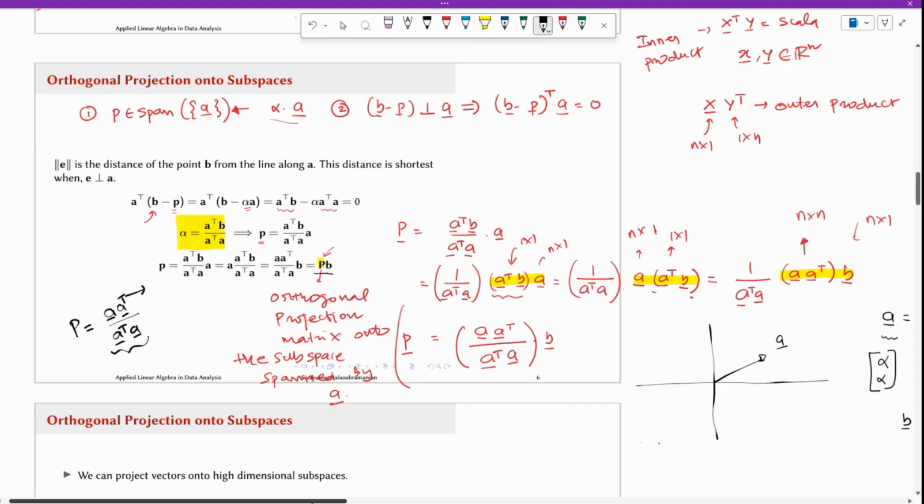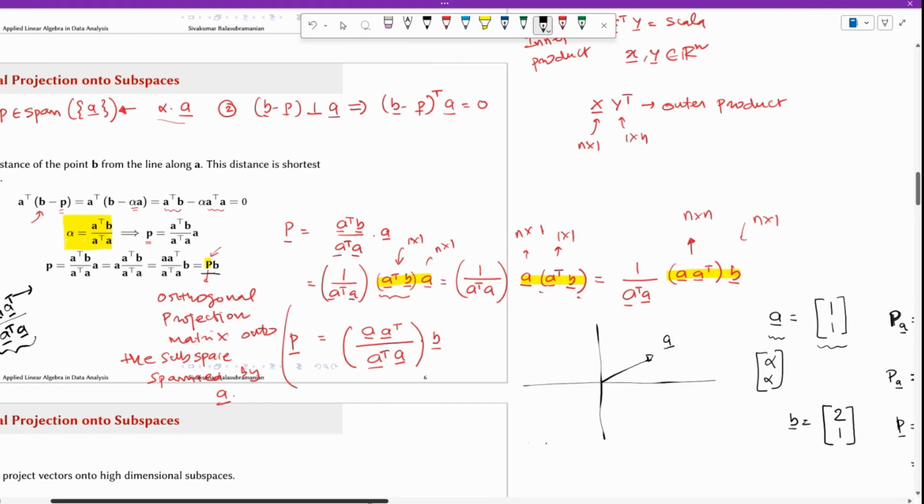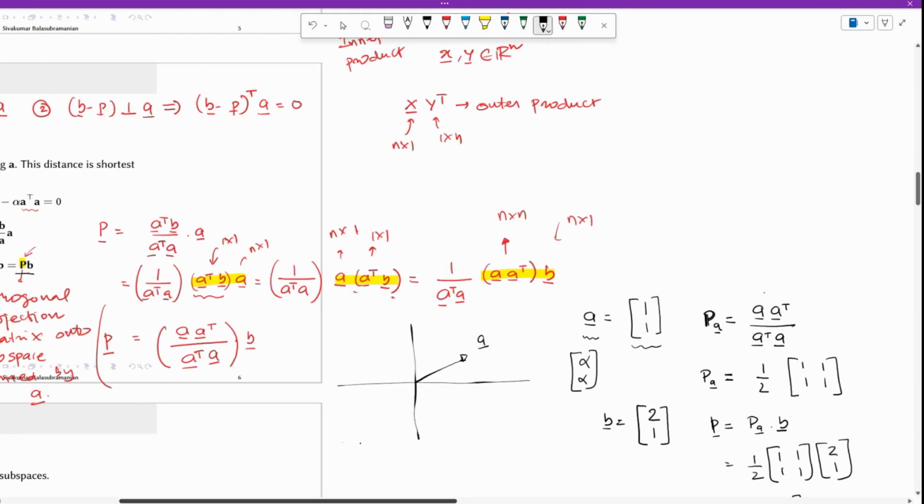Now, before we proceed, if you look at this equation, this is the equation for the projection matrix. It's got A A transpose divided by A transpose A. The denominator is a scalar. What is that equal to? The inner product of a vector with itself. You should know this by now. The square of the second norm.